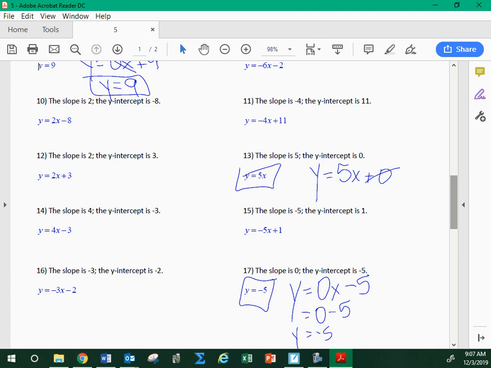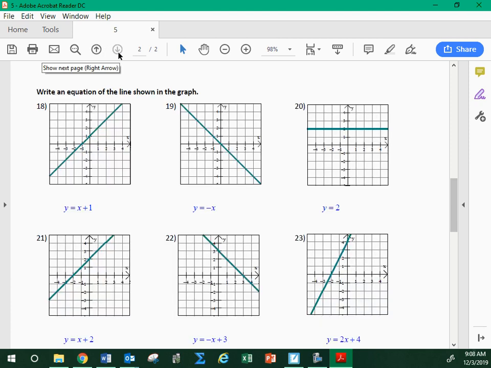So let's go and take a look at the back side, and most of you finished this part. Just a couple of things with this. Remember to look to see if your slope is negative or positive. Here my slope is positive. This one my slope is negative. This one, we don't even have a slope. This is a horizontal line. So a horizontal line has a slope of 0, so it's just y equals a number.